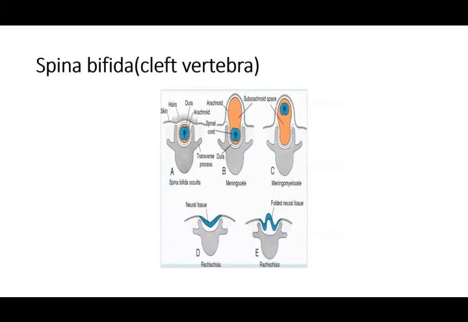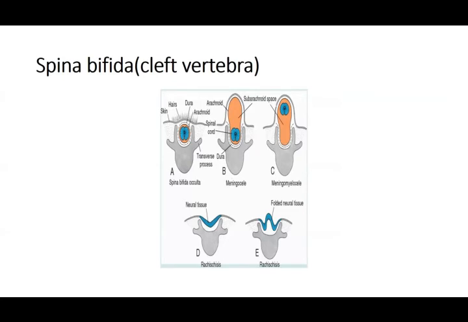Then is spina bifida. I think we talked about it when we talked about the neural tube. What is spina bifida? Spina bifida is that the neural arch does not close. When it does not close, we are exposing the spinal cord or the neural tube to the exterior. There can be different reasons or different types of spina bifida.